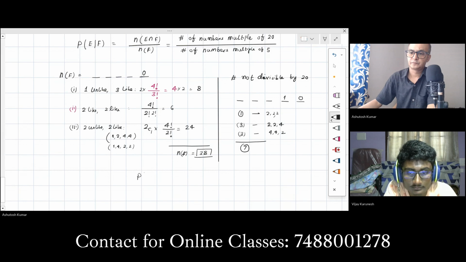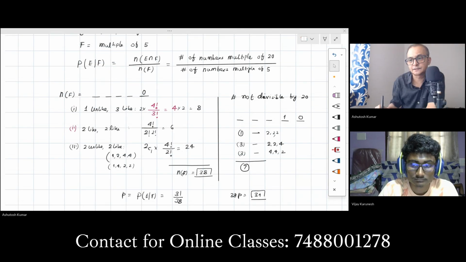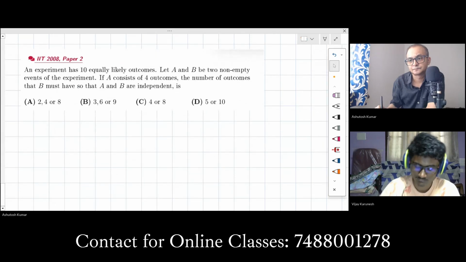Therefore, probability of E given F is 31 by 38. So the answer, this is the P value, so 38P will be 31. So next question, this one.